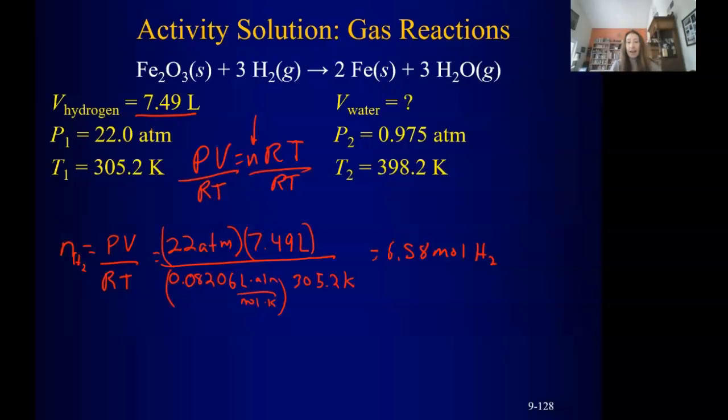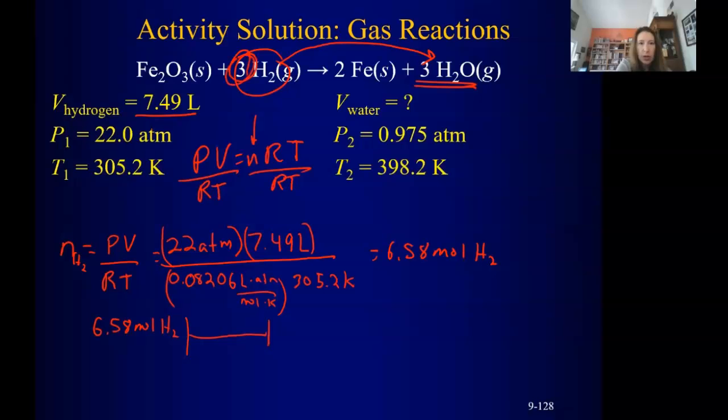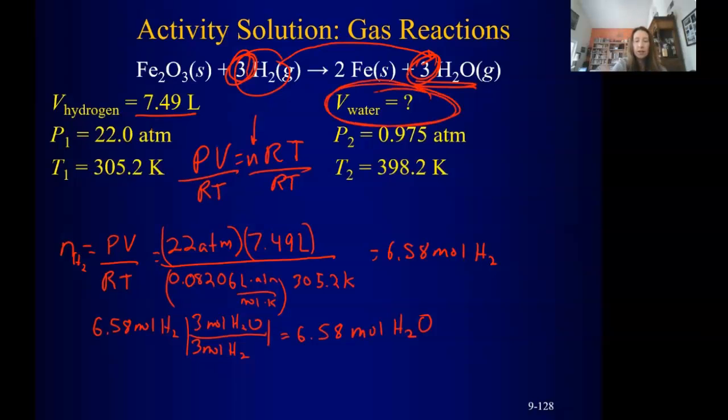Okay, now we have our moles of hydrogen. Remember, we want water, so we're going to convert from hydrogen to water. So if we have 6.58 moles of hydrogen, we're going to convert to water. So there's 3 moles of hydrogen to 3 moles of water. So in this case, we end up with the same thing. That's just chance, though. So we have 6.58 moles of water. But remember, we want volume of water.